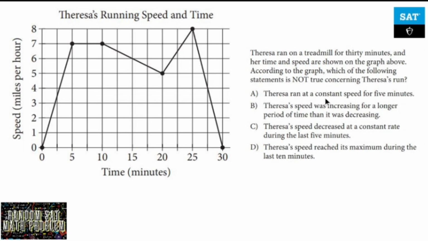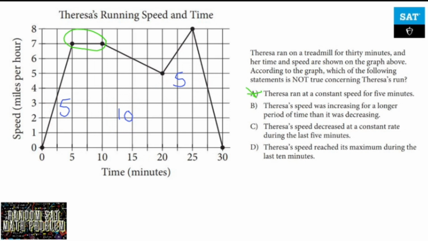Teresa ran at a constant speed for 5 minutes. Well, that's true right here. She ran for a constant 7 miles an hour for 5 minutes. Since this is true, we don't want it. Teresa's speed was increasing for a longer period of time than it was decreasing. So let's do the math. We'll do increasing in blue. So 5 minutes of increasing, another 5 minutes of increasing. So increasing for 10.